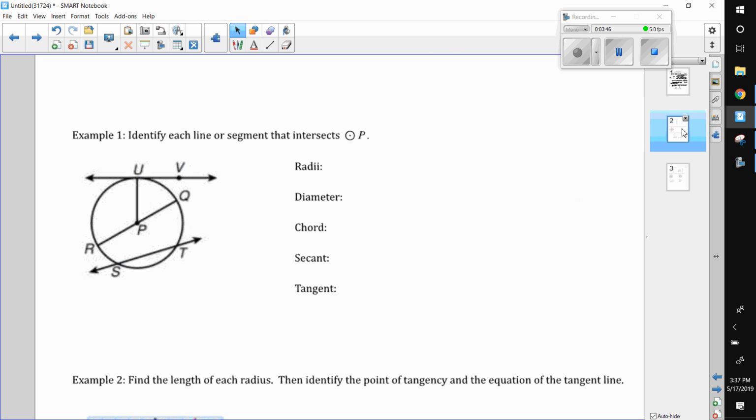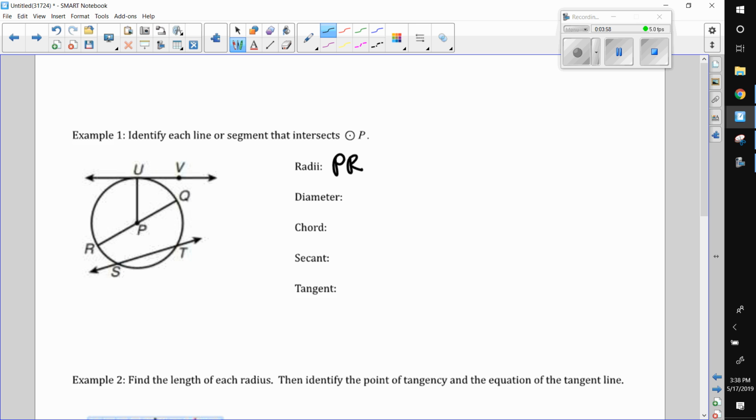Okay, so we've got some examples to look at. So in the first example, we're identifying all of the words we were just using, and also ones that we've seen before. So any radii that we might have. So I see PR, I see PQ, and I see PU. A diameter going from one side to the other through the circle, I see RQ.